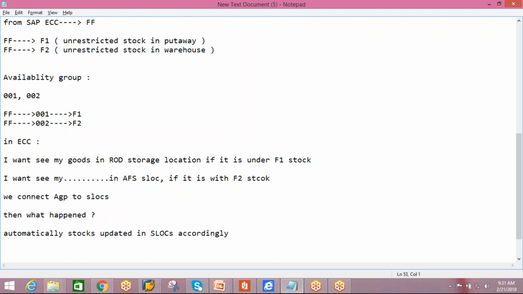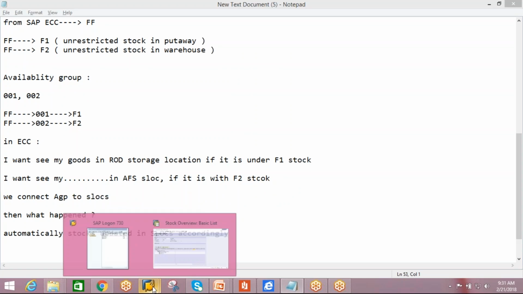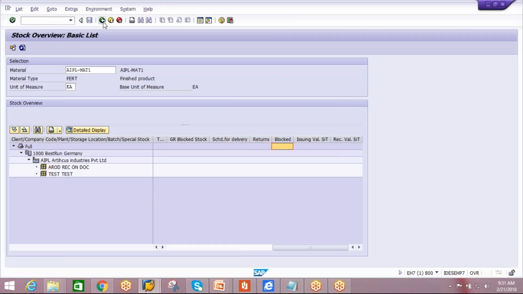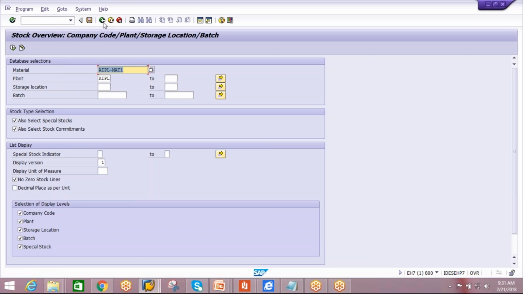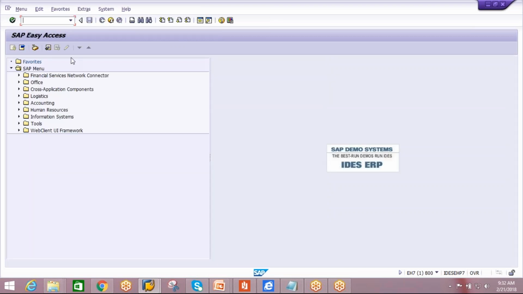Then we see what configuration parts are required, and where we maintain them, etc. First, what I can do, we have one inbound open purchase order. First I process it and we will track the storage locations where it is managed. Then we will come to the configuration part. Go to VL31N.